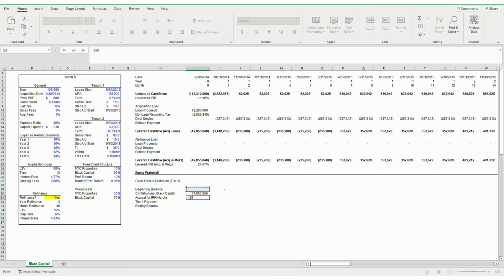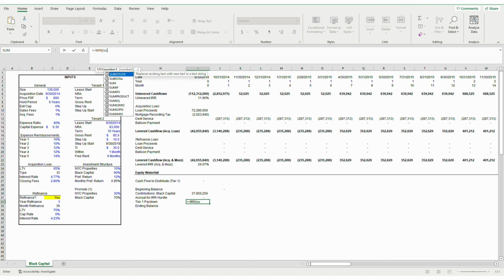The IRR accrual is the same as used in past equity waterfalls, multiplying the beginning balance by the monthly interest to accrue our 12% return. I use the Boolean of the ending balance not equaling 0 so that the accruals don't continue after the model jumps to the next waterfall tier.